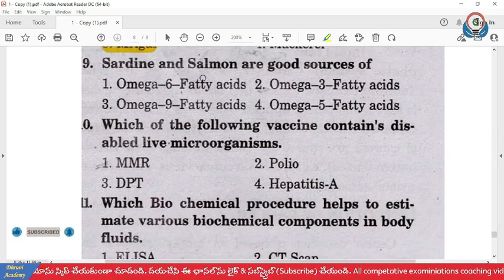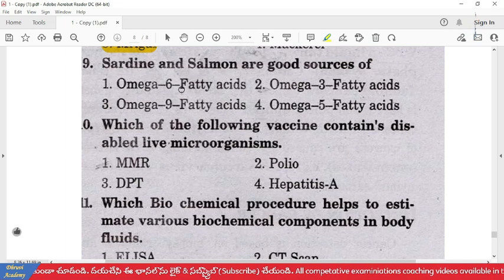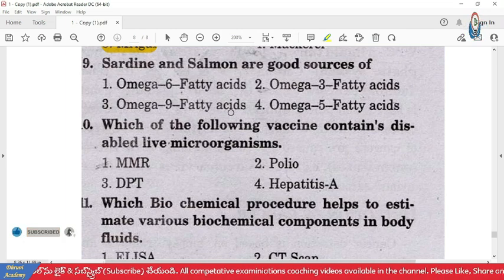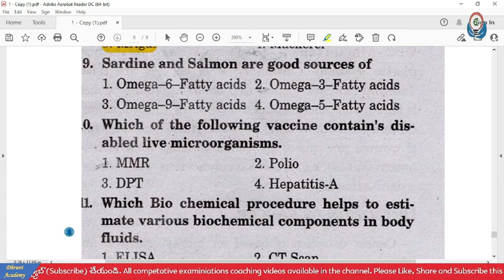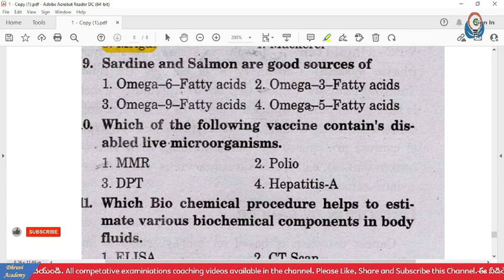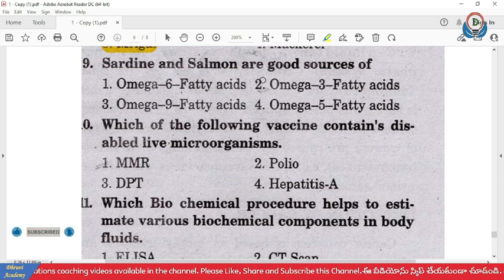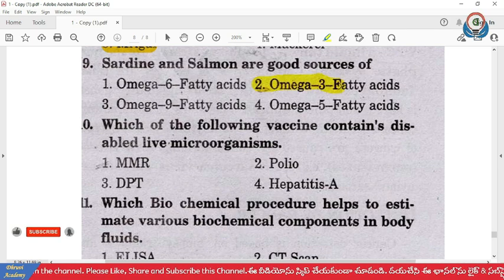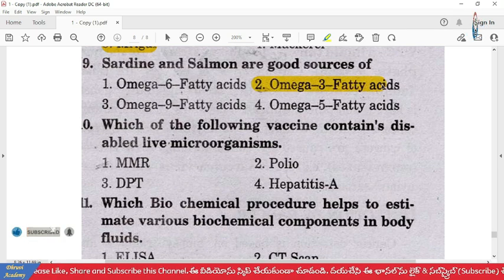Sardine and salmon are a good source of what? Is it omega 6 fatty acids, or omega 3 fatty acids, or omega 9 fatty acids, and the fourth one omega 5 fatty acids. Sardine and salmon, these fishes are a good source of omega 3 fatty acids. This is the right answer.